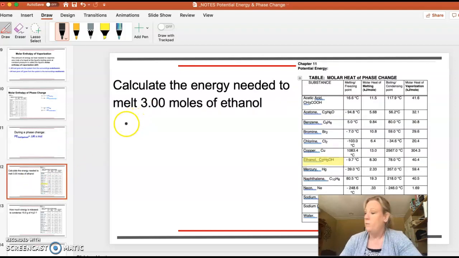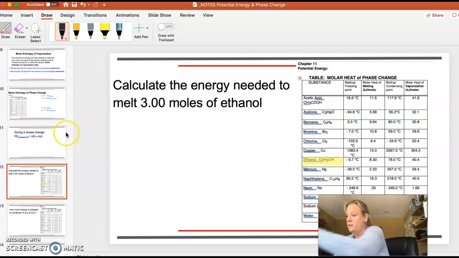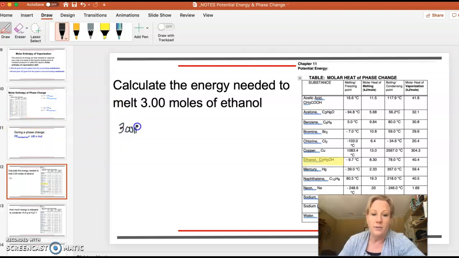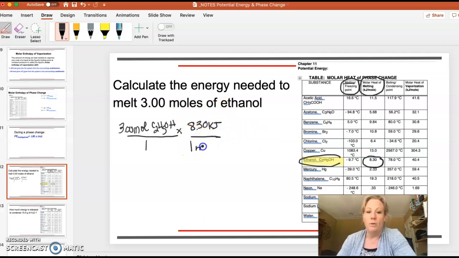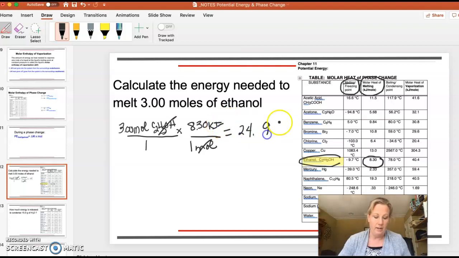So here's an example. We have 3 moles of ethanol. When I do these problems, I'm going to use dimensional analysis. So 3 moles of ethanol, which is C2H5OH, and I know that from here. I'm going to just place that over 1. And then the question is asking the energy needed to melt. So I'm interested in this column. Oops, not the melting point, sorry, over here, the actual heat of melting. It's going to require 8.30 kilojoules to melt 1 mole of ethanol. So my moles cancel, and I end up with 24.9 kilojoules. So that would be how much energy to melt 3 moles of solid ethanol.